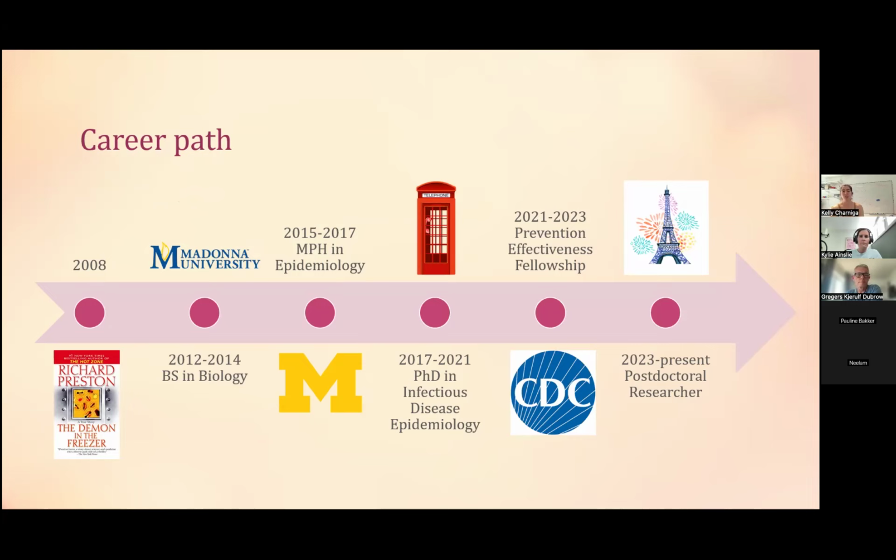So I studied biology in undergrad, then I did a master's in epidemiology, both in the US, and then I moved to the UK to do my PhD at Imperial College in infectious disease epidemiology, and that's where I met Kylie. She was doing the postdoc there. Then I moved back to the US, where I worked for the CDC for 2 years, and my talk will focus on my work there. And then 2 years ago, I moved to Paris, where I work at Institut Pasteur.